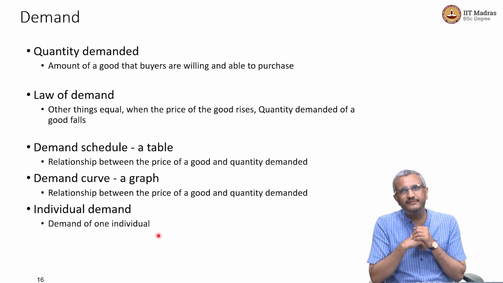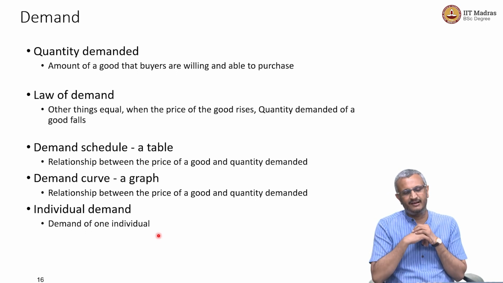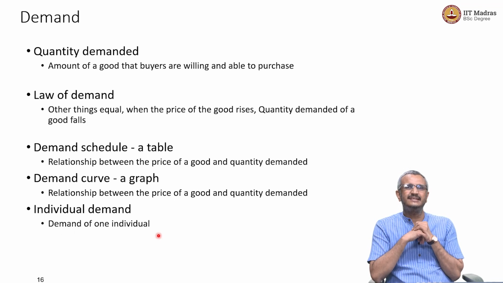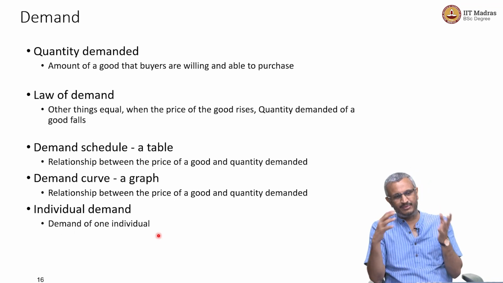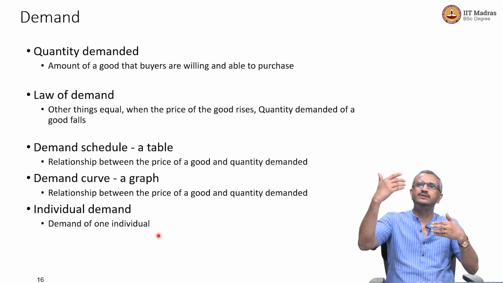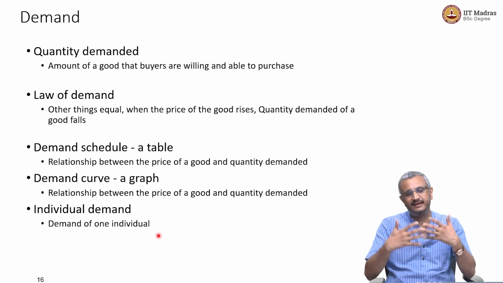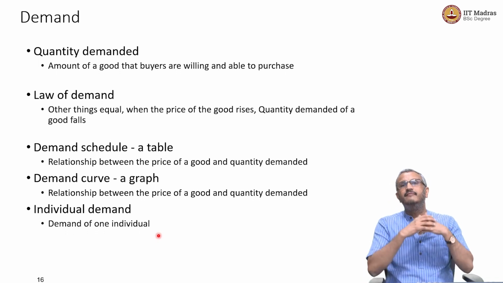So the law of demand states that when other things remain the same, I'll come to that, what do I mean by these other things? When the price of a good rises, quantity demanded falls. How do we see that? We can see it in terms of a table: at different price levels, what is the quantity demanded? We can also plot it as a graph, and that's where the use of data comes.